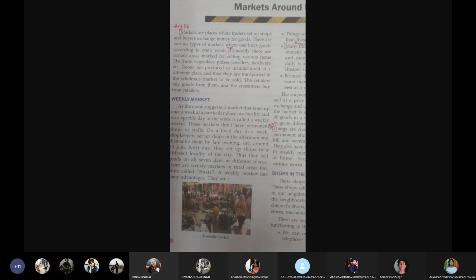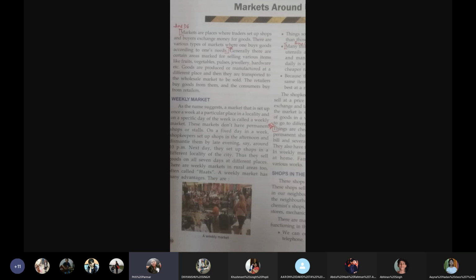For fruits, vegetables, etc., you all must have seen the roadside markets also, which are assembled on a particular day. Then the shops are all closed. Then there are local vegetable vendors who spread out their sheets and sell vegetables. So that's a vegetable market on a particular day.